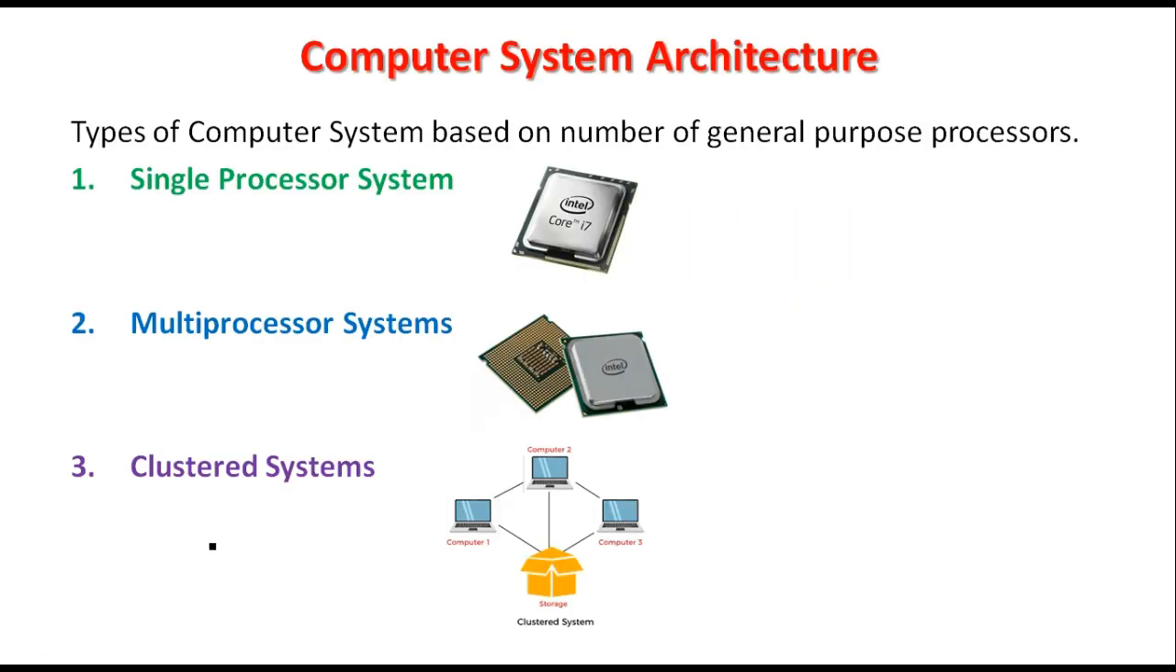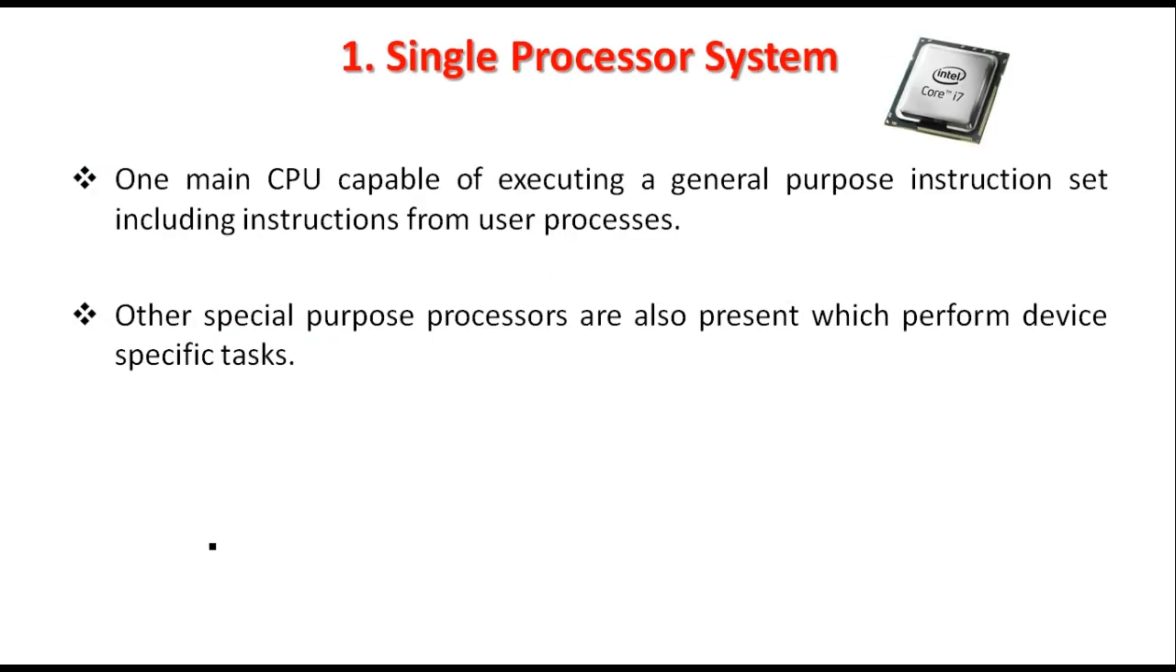Now in this lecture we will understand what is single processor system, multiprocessor system, and clustered system. And these single processor, multiprocessor, clustered systems are categorized based on the number of general purpose processors used. As the name suggests, single processor system. Single means only one main CPU which is capable of executing a general purpose instruction set including the instructions from user processes. Whereas there is a special purpose processor, right?